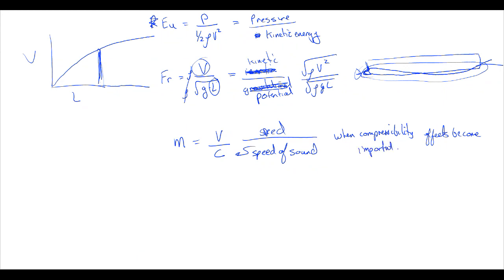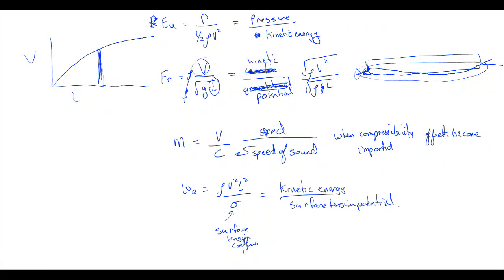And finally, we have a Weber number, which is equal to rho v squared L squared over sigma. And it's a ratio of kinetic energy to, this is, by the way, the surface tension coefficient. Ratio of kinetic energy to surface tension potential.